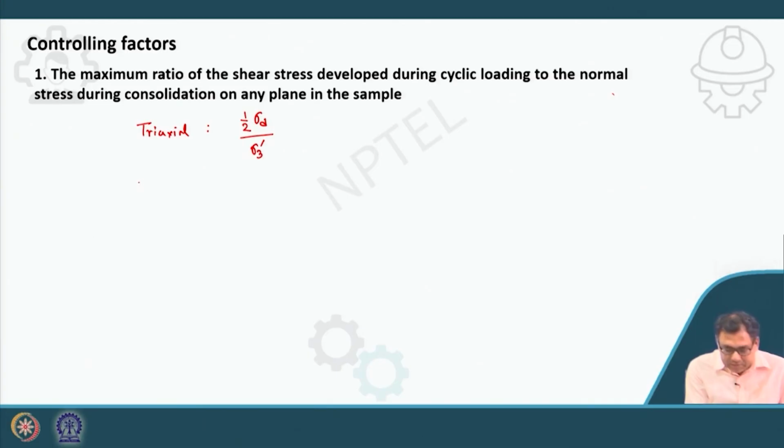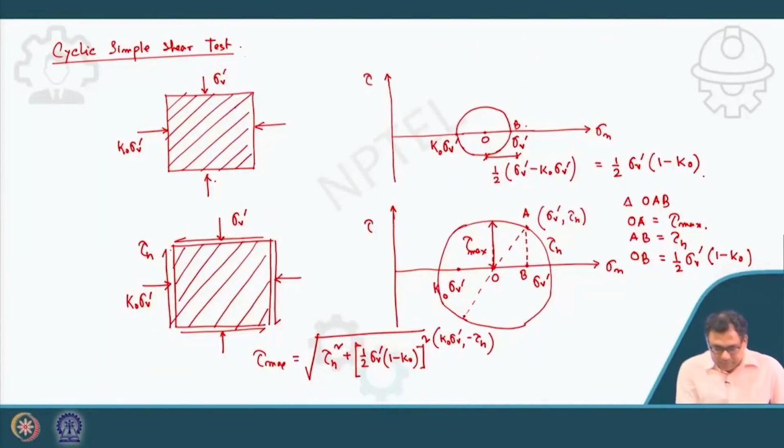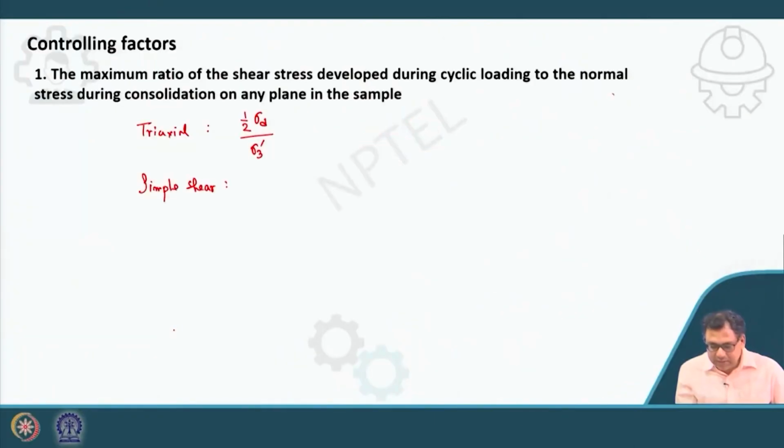Now for simple shear, if I go to this plane, so this is the plane. If I take this plane during the consolidation, this is the plane where sigma h is developed, and during consolidation, the normal stress is K0 sigma v dash. So I will take this plane. So then I can write this is sigma h divided by sigma v dash.